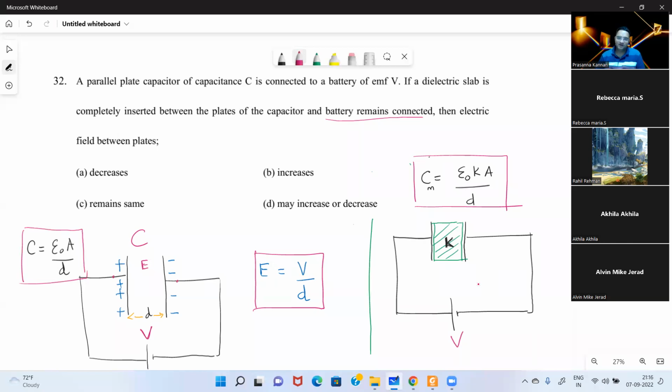Now, tell me one thing, whether the voltage across this capacitor has changed or not. Here in this case, the voltage was V. Now, you're still connected, you have connected the battery. Rahil, can you tell me what will be the voltage across the capacitor now? Will it be the same as V or will it change? It will be the same, sir. Fantastic answer. Congratulations. Why will it be the same?